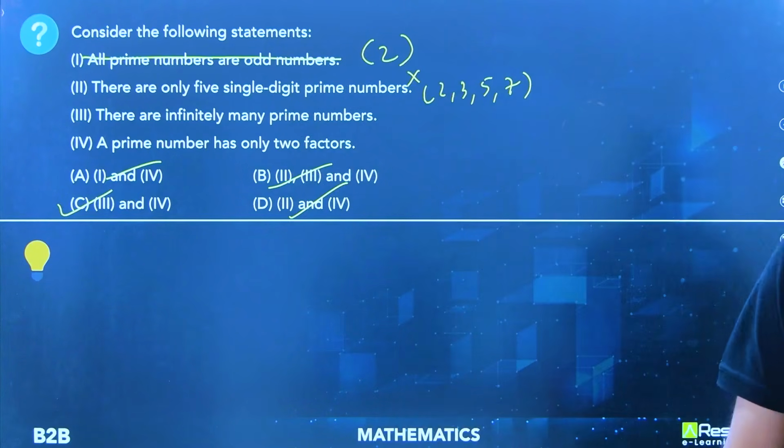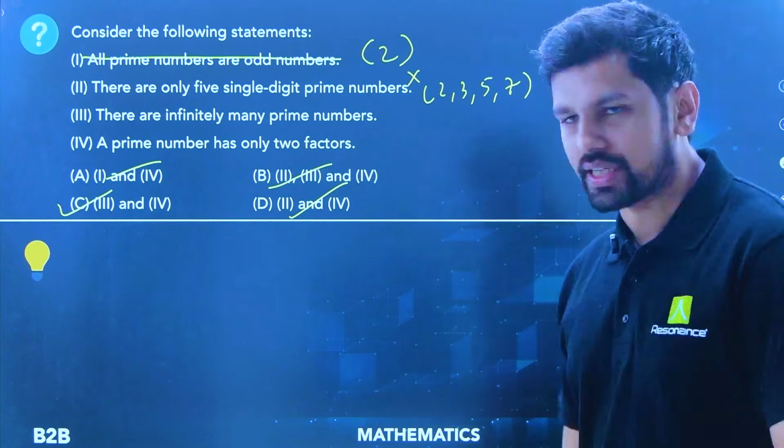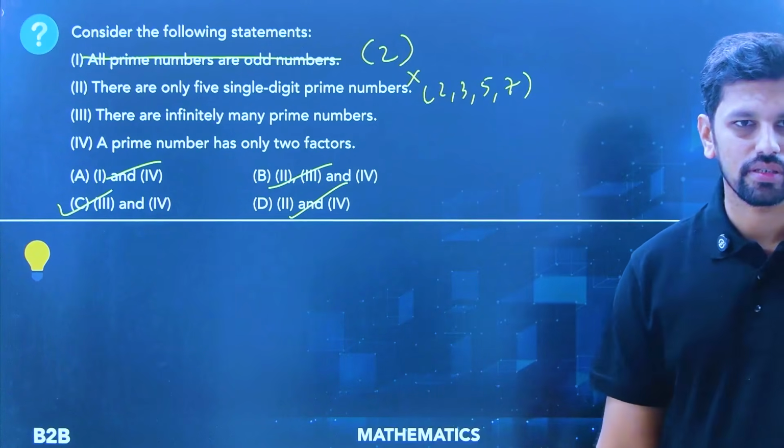We can do it like this also. There are infinitely many prime numbers. Obviously, a prime number has only two factors. That is also a correct statement.